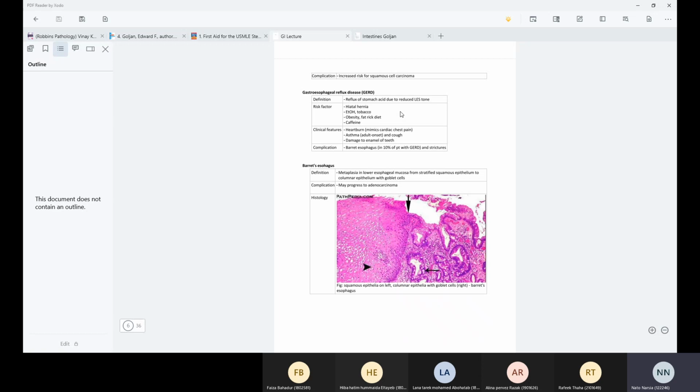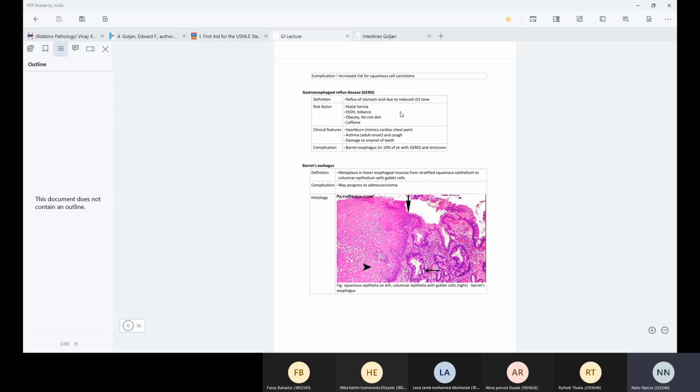You know, asthma is an allergic reaction and you should find it from childhood, right? But this asthma is adult onset. You might find these clinical cases. GERD is related to asthma, adult onset only, and cough, and damage to the enamel of the teeth. You might find caries, for example, in this patient.